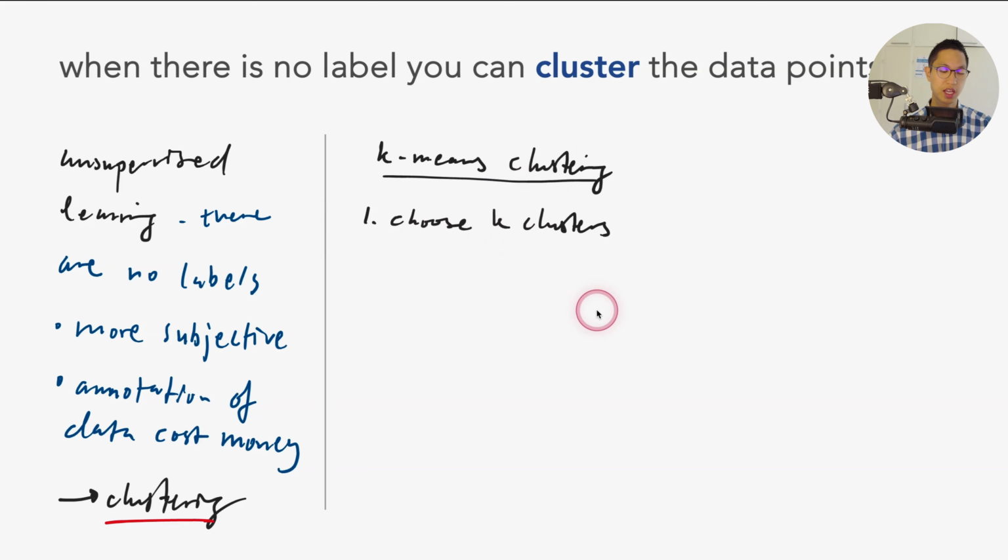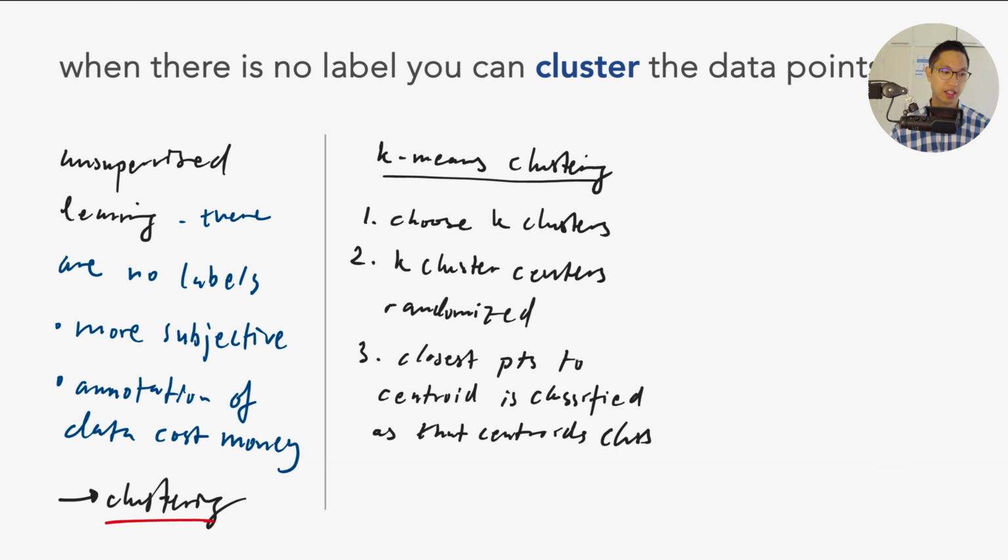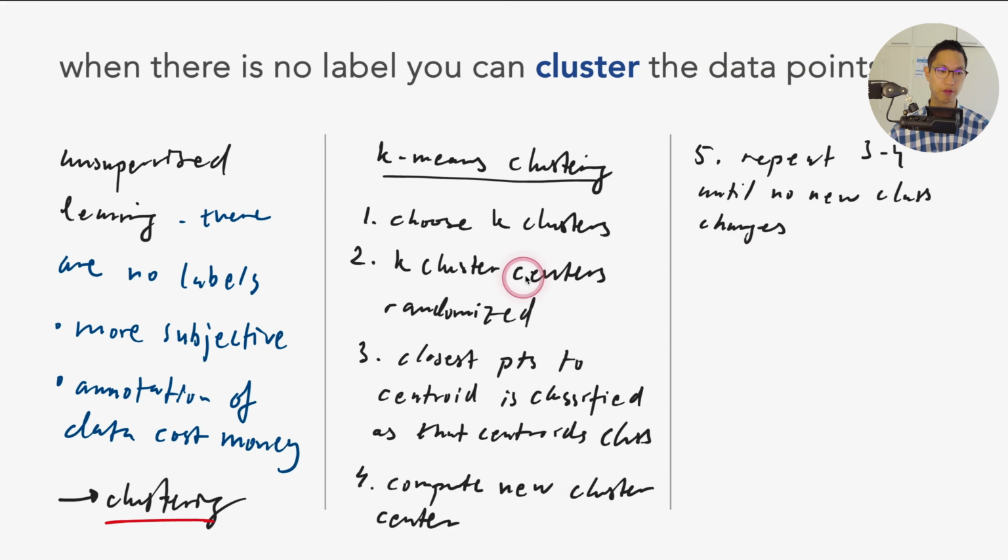First, you choose k, the number of clusters, and then k cluster centers get randomized. A k number of centers are randomized somewhere around your data. Then the closest points to a centroid are classified as that centroid's class. I'll show you in a picture what that means soon. Then afterwards, you compute new cluster centers. Then you repeat steps 3 to 4 until there are no new class changes. That is basically the idea.